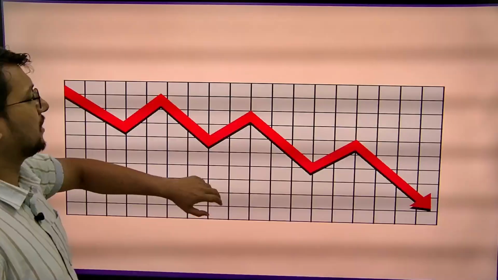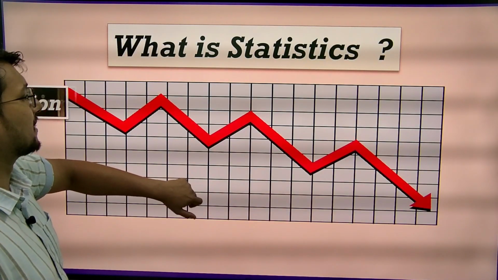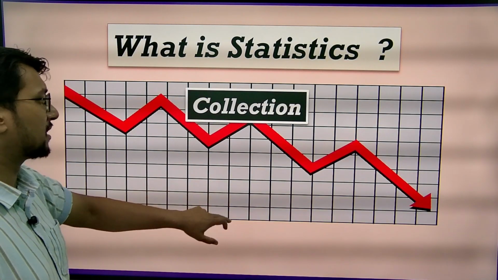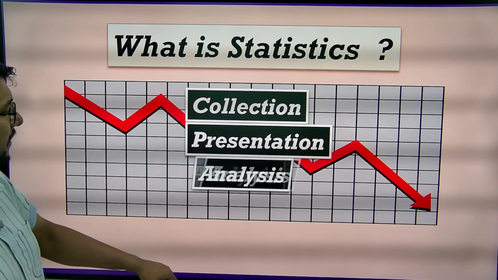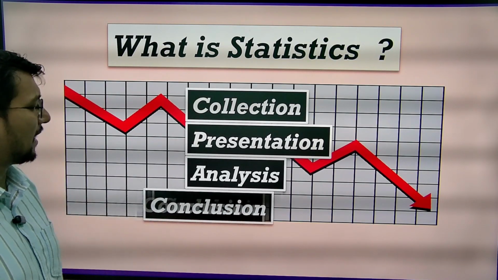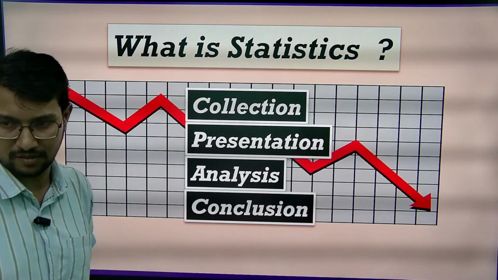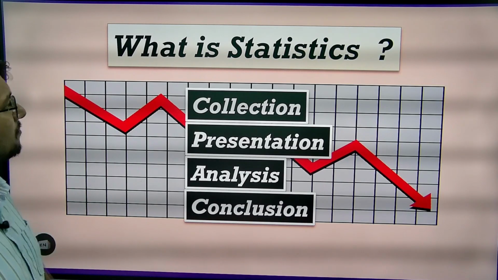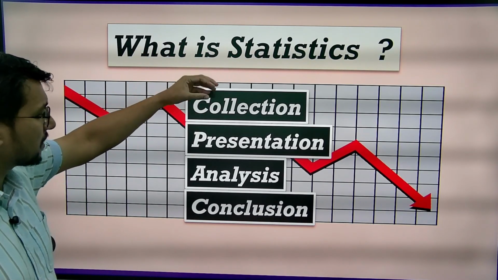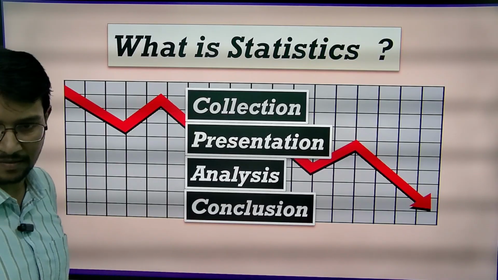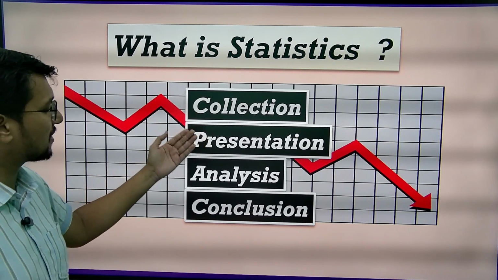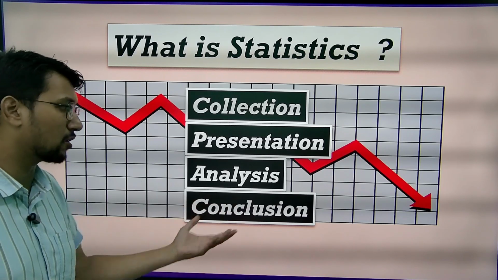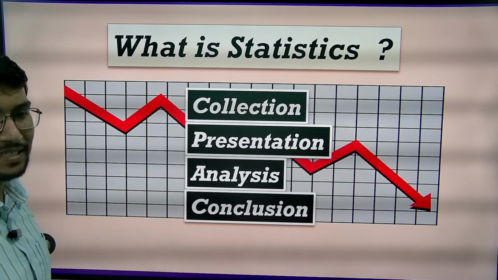So now you see, everyone. What is statistics? As I said, it is collection, presentation, analysis, and conclusion, meaning interpretation. It is a branch of mathematics which deals with these four things: collection, presentation, analysis, and interpretation or conclusion. That is known as statistics.